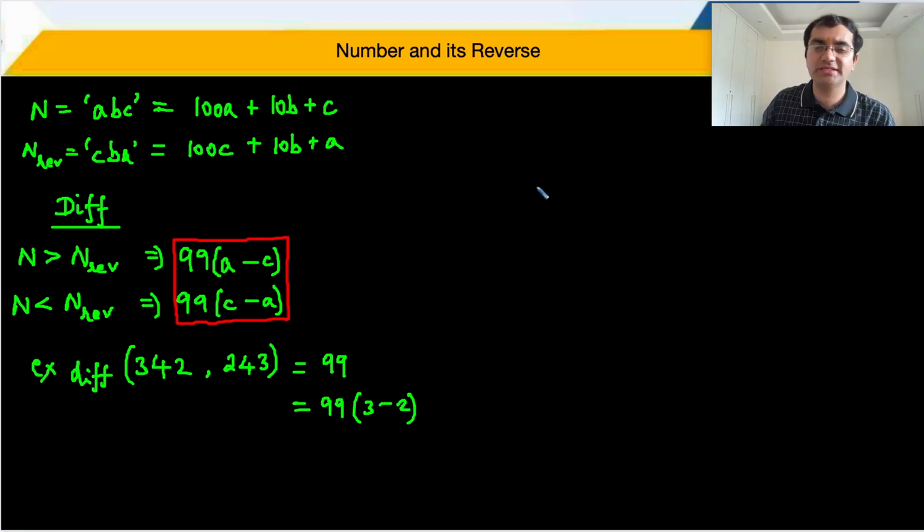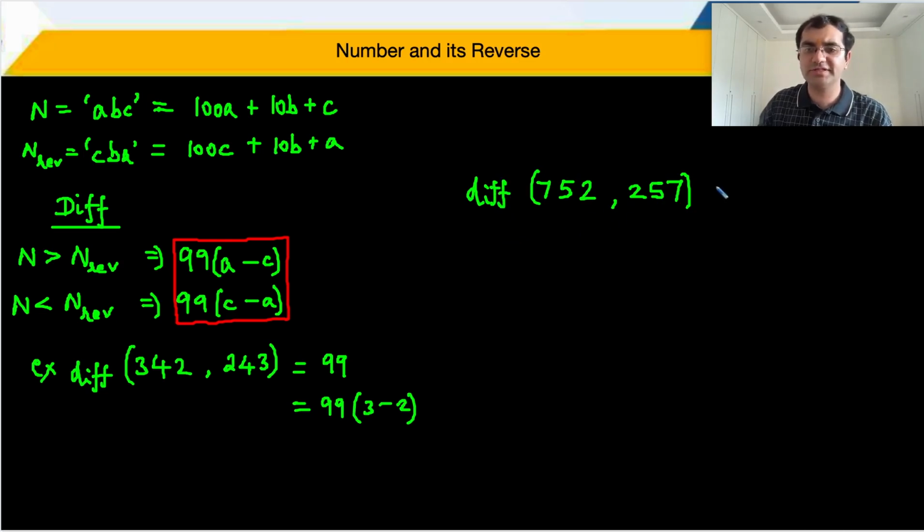Let me take another example. 752. Reverse number becomes 257. Difference, big value minus small value. 752 minus 257 is how much? 495. Let me check. Is it 99 times A minus C because n is bigger? 7 minus 2. Yes, it is.